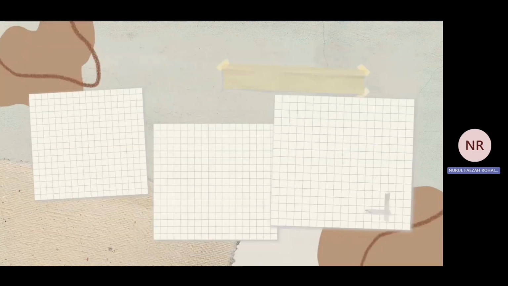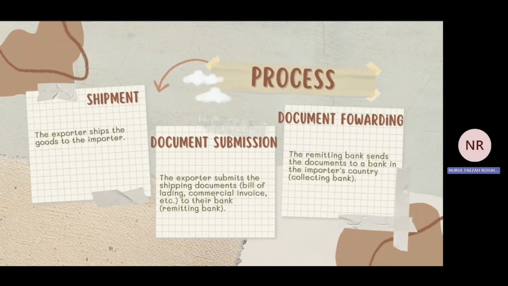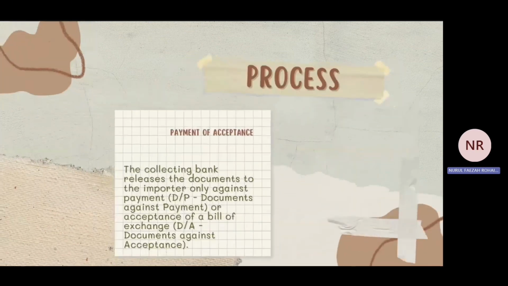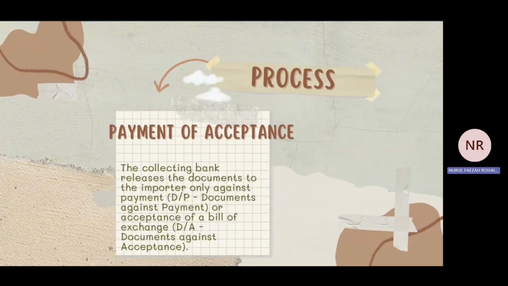So the next one is about the definition of each process. Shipment is where the exporter ships the goods to the importer. Document submission is where the exporter submits the shipping documents. Document forwarding is where the remitting bank sends the documents to a bank in the importer's country. So the last one, payment or acceptance, means the collecting bank releases the documents to the importer only against payment.